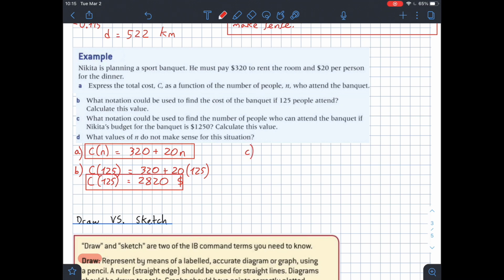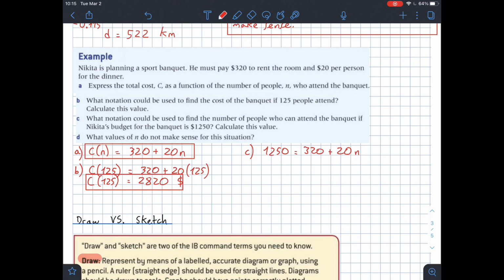It says, what notation could be used to find the number of people who can attend the banquet if Nikita's budget for the banquet is 1,250? So now I have the maximum budget, which would be our cost, right? So let me plug that into our function. 1,250 is equal to 320 plus 20n. So now I want to calculate n, which is the number of people that can attend in this case. I'm going to solve for n.